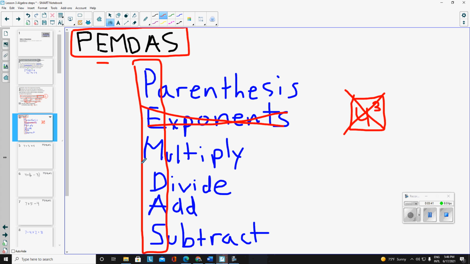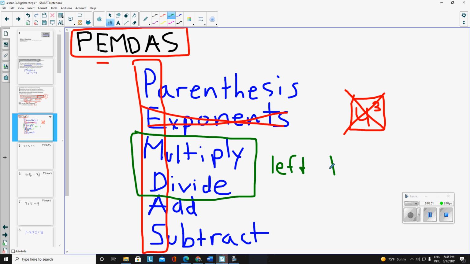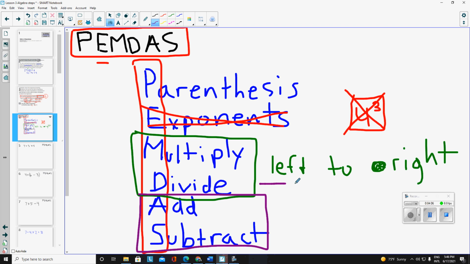So then you have multiply and divide. Multiply and divide doesn't matter what order it is as long as it's on the left first. Left to right. Oh, I was going to write the word right with a W. Left to right. Then, again, same exact thing. You're going to add and subtract from left to right. But you always multiply and divide before you add and subtract.